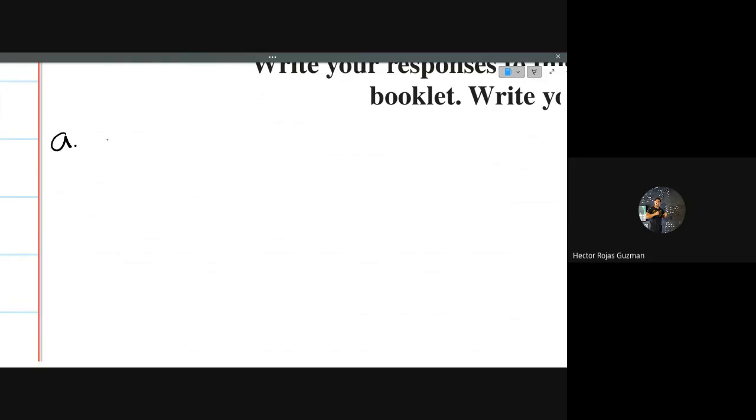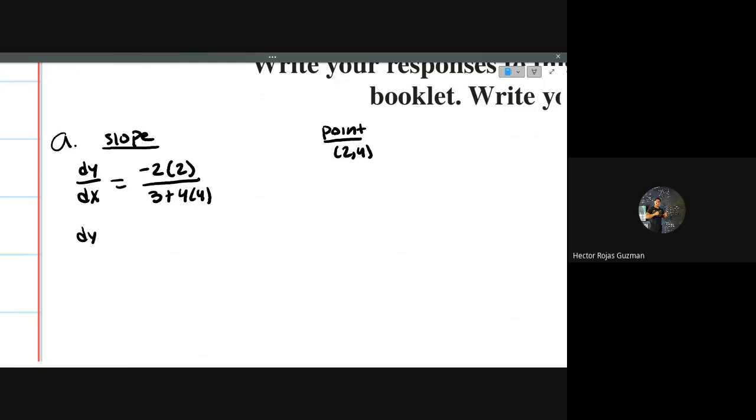In order for me to make the tangent line, I'm going to need slope and I'm going to need a point. The slope is dy/dx equals -2x over 3 plus 4y. But see, I'm already given the point, right? The point that we're going to be using is (2, 4). And since my differential equation is -2x over 3 plus 4y, I'm going to go ahead and plug in my numbers already. 3 plus 4 times 4, dy/dx equals -4 over 19.